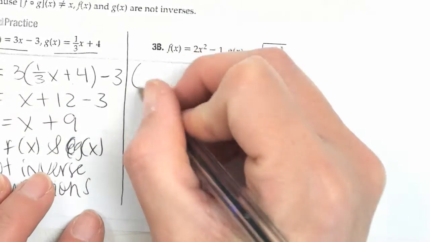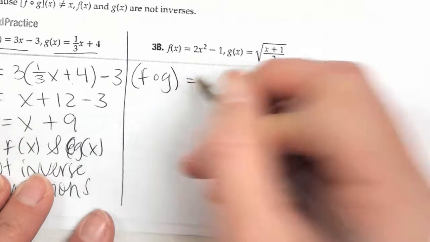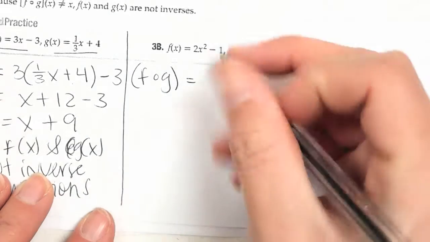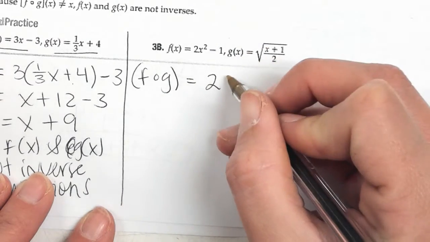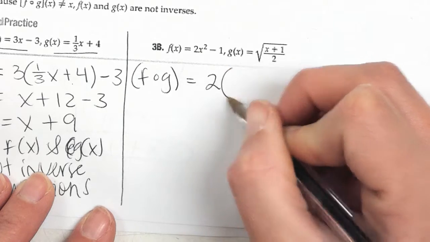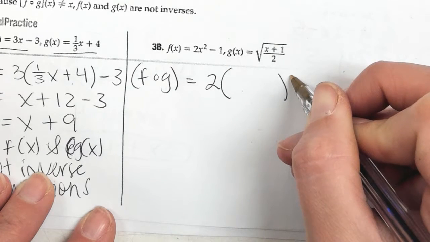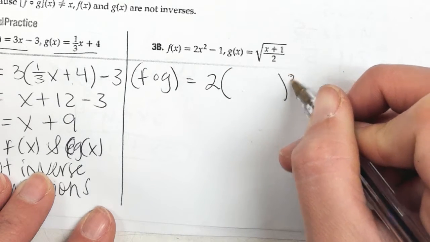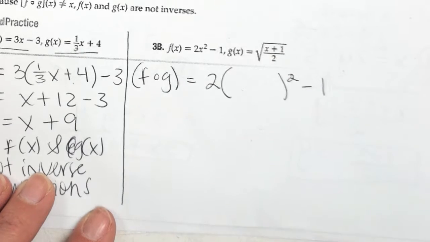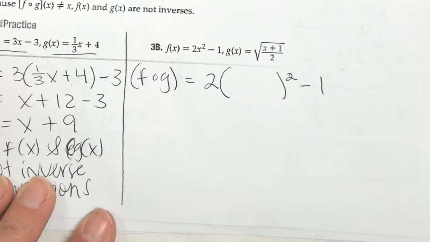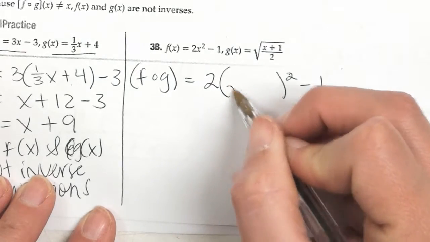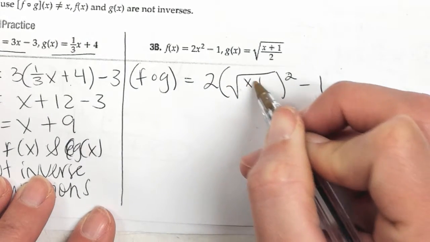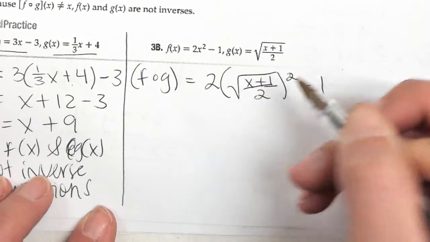We're finding f of g first. So my function f is 2. Tell me what to write. Good. Right here? Squared. Good. Minus 1. And what am I going to fill in? Square root of x plus 1 over 2.